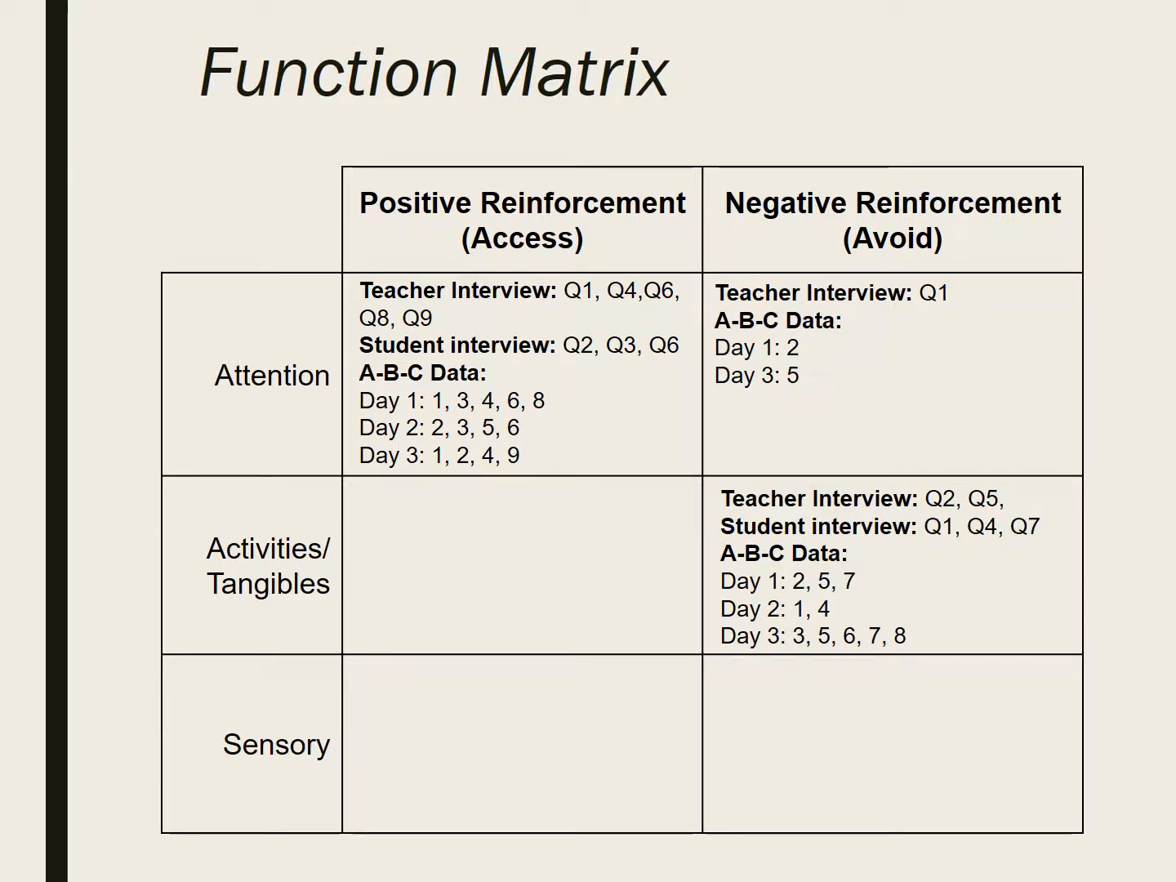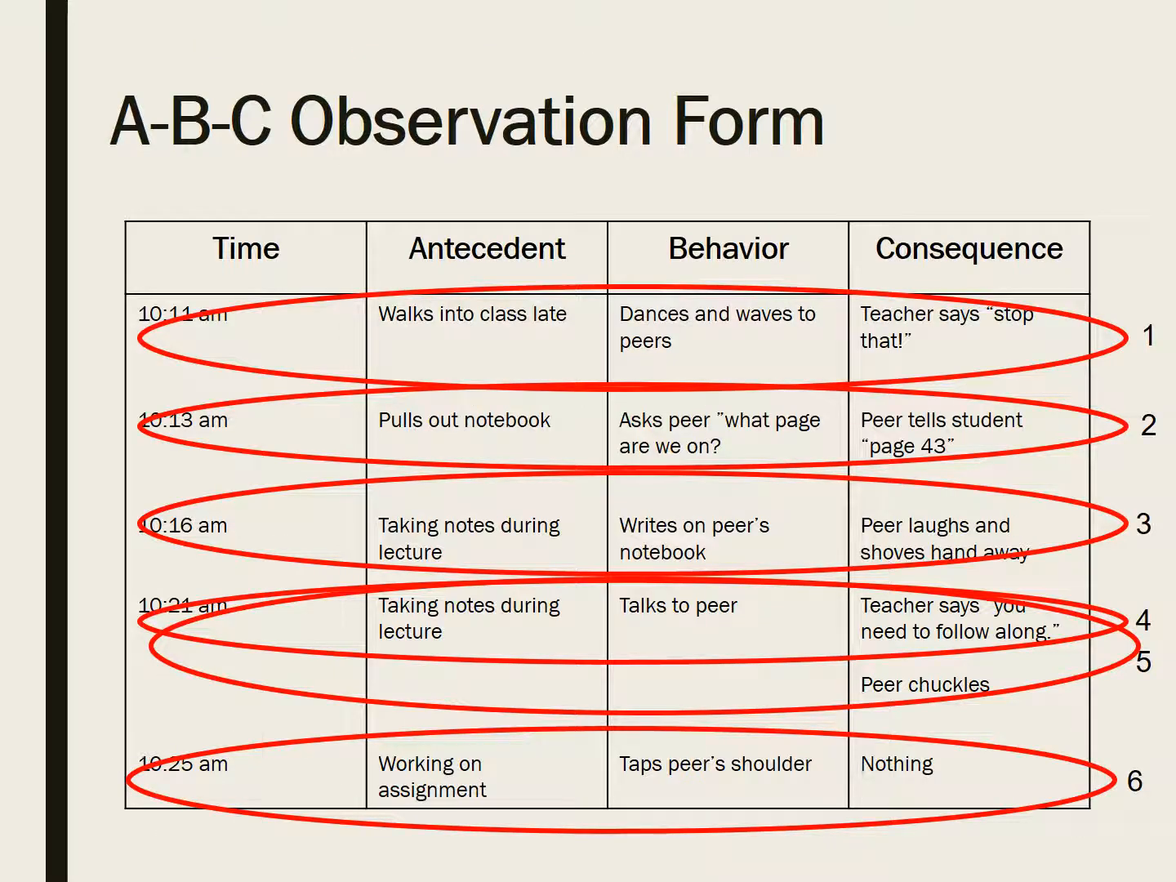For example, let's look at this ABC observation form. I have gone through it. I have circled each occurrence of behavior. I'm going to look at that consequence column, and I'm going to see that with that first occurrence, that student gets told by the teacher to stop that. Well, this is going to be considered attention. So that student is gaining attention. So I would put that under positive reinforcement attention. I would put D1, observation 1, or occurrence 1. And I'm going to go through that for every single time that occurs.